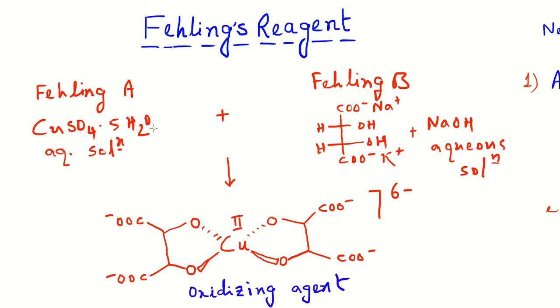So Fehling's reagent basically consists of the mixing of two solutions, which are Fehling A and Fehling B. Fehling A is basically the copper sulfate solution, and Fehling B is the solution of aqueous sodium hydroxide and Rochelle salt. Rochelle salt is sodium potassium tartrate. So upon mixing these two solutions, the main Fehling's reagent is prepared. This Cu2+ is the main oxidizing agent.